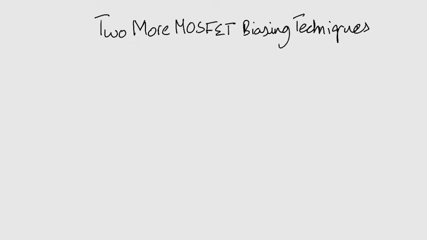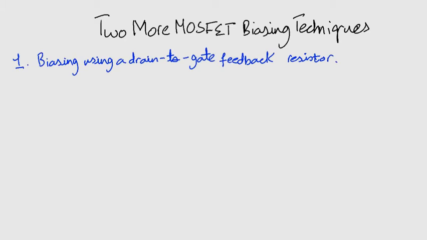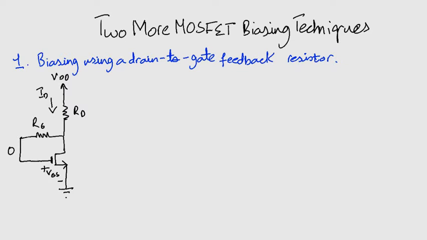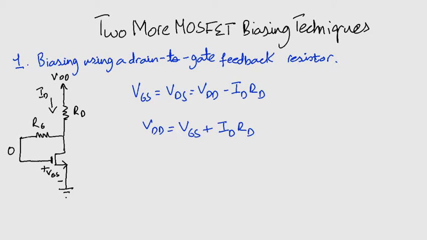Let us look at two more MOSFET biasing techniques. The first one is biasing using a drain-to-gate feedback resistor. It is implemented via this circuit. The large feedback resistance RG forces the DC voltage at the gate to be equal to that at the drain. That is why our current to the gate IG is 0. So we can write the equation, and making VDD the subject, we can write VDD equals VGS plus IDRD.